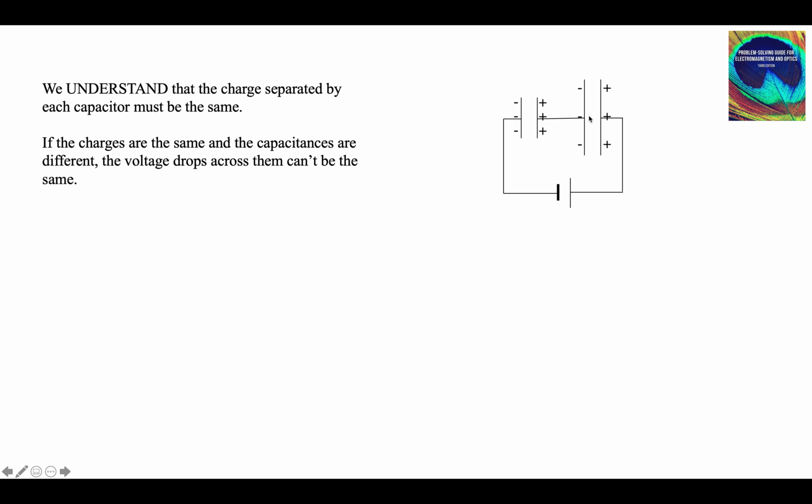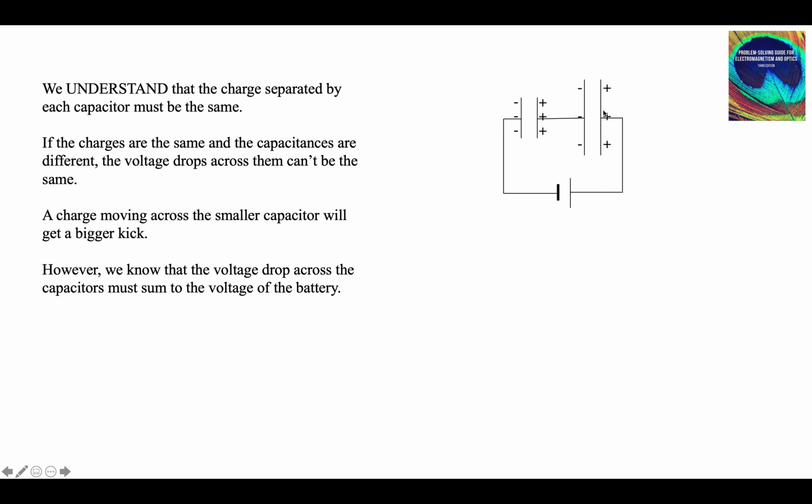If the charges are the same, the voltage drops can't be the same. Look at the field lines here, they're far apart. This one has a much bigger field. This has a lot more storage capacity, but it has to have the same charge as this one. If you go across this capacitor, you're going to get a bigger kick from the field. So therefore, the voltage drop across this capacitor is bigger.